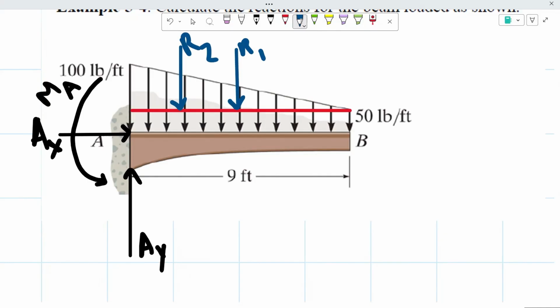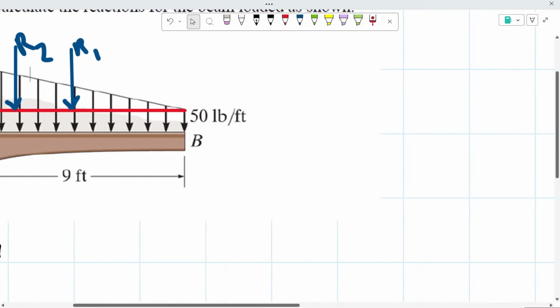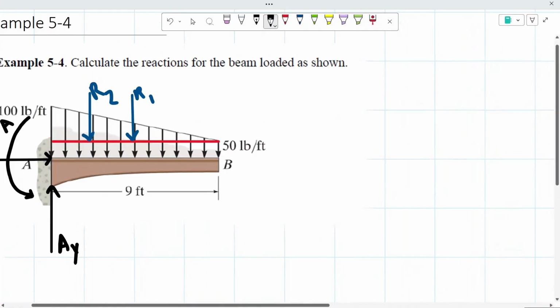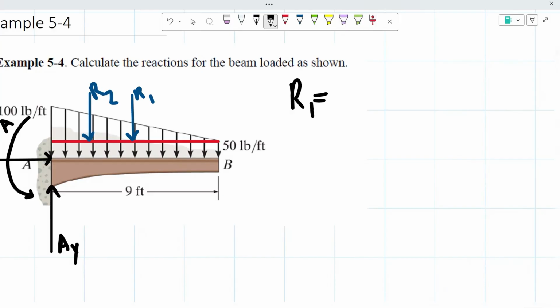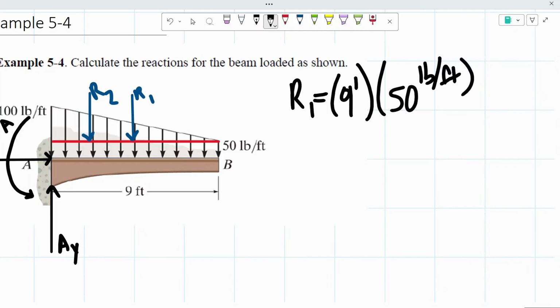So now we're going to determine the magnitude of each of those concentrated forces. For R1, since the beam is 9 feet long, we're going to do 9 feet times the 50 pound-feet. That ends up giving us that our first force is equal to 450 pounds acting downwards, obviously.